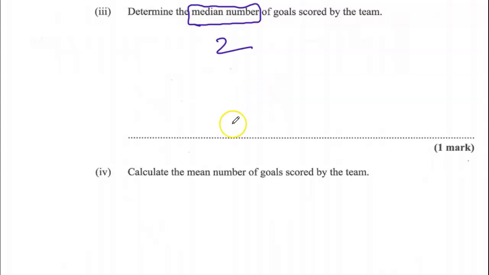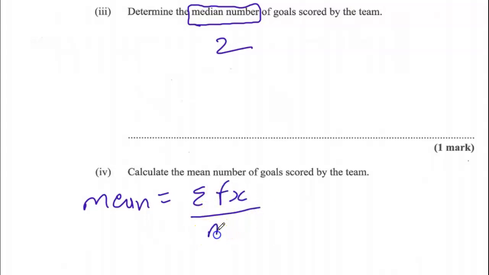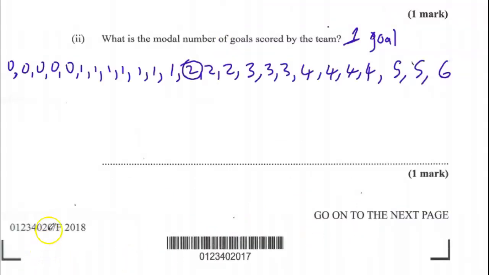And now the mean number of goals scored by the team. We would add all the values and divide by 25. We can go about the mean in 2 ways. We can use the formula mean equals sum of fx over sum of f, or n the total. And of course the total was 25 values. Let me just add all of these values and see what we get.